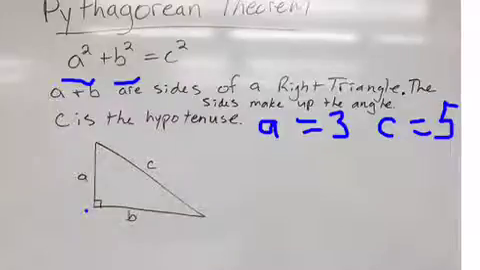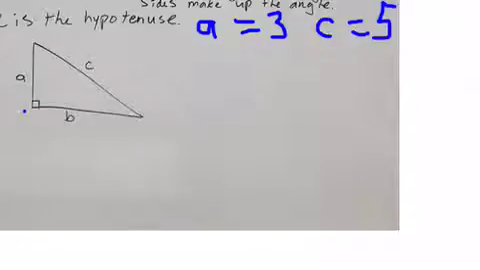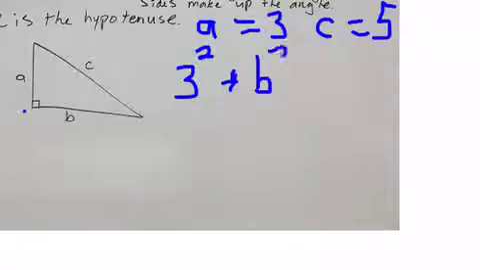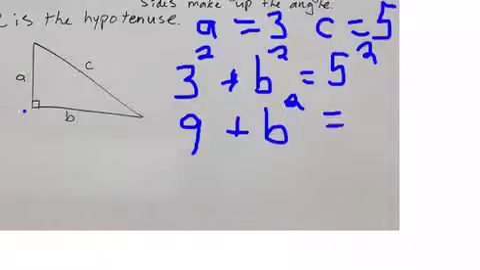All right, so we're going to do 3 squared. I'll move this over here so we can see it a little bit better. We're going to do 3 squared plus, now we don't know what B is, so we're going to keep it as B squared, equals 5 squared. Right? 3 squared is 9 plus B squared equals, 5 squared is 25.